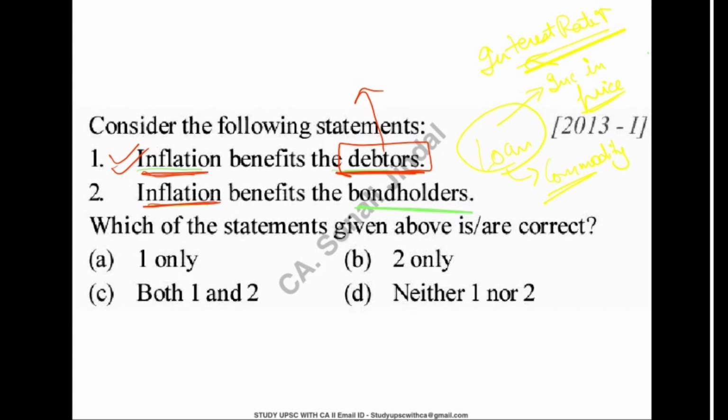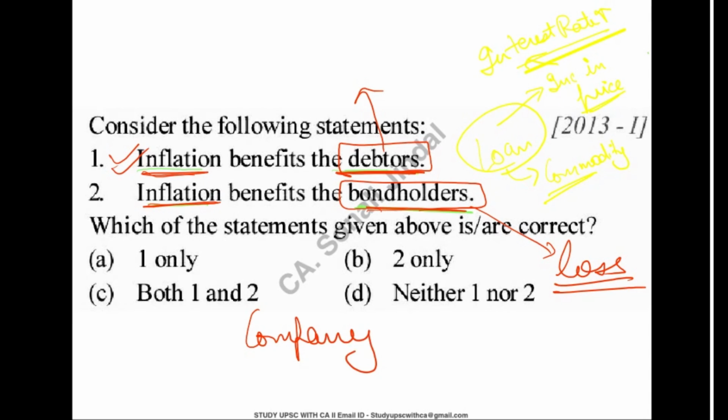In this statement, if you know one thing, that bondholders are creditors, here also the trick discussed earlier applies. These are exact opposites of each other. Instead of creditors they have written bondholders. So bondholders will be at a loss. Rather, company X will get the benefit of inflation because it has to pay less interest on the loan. So the answer is A.